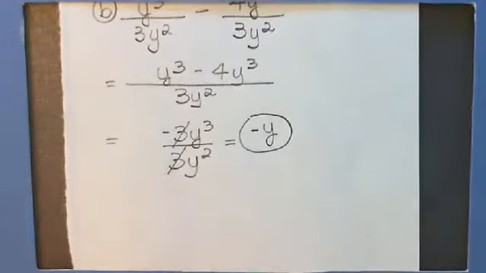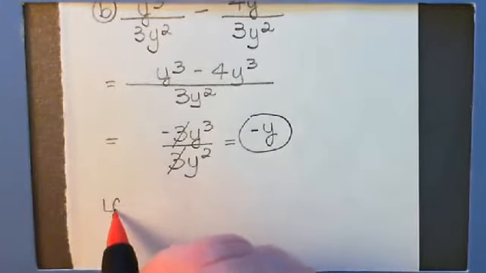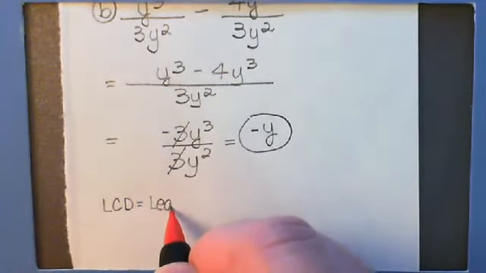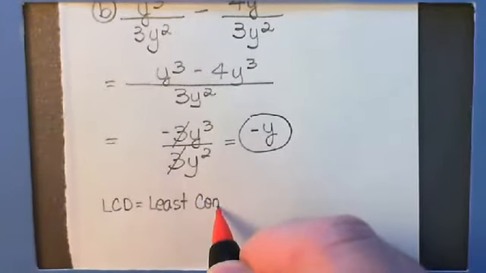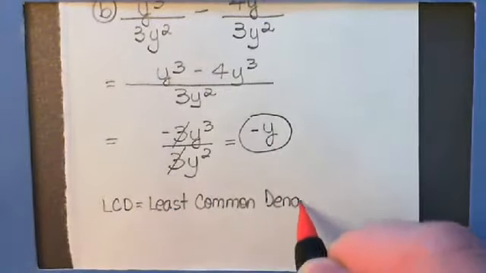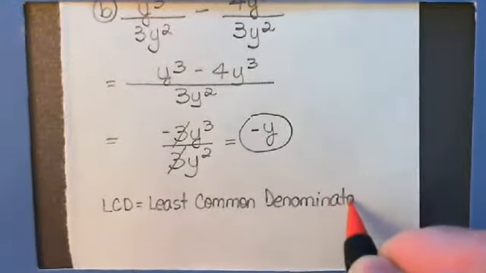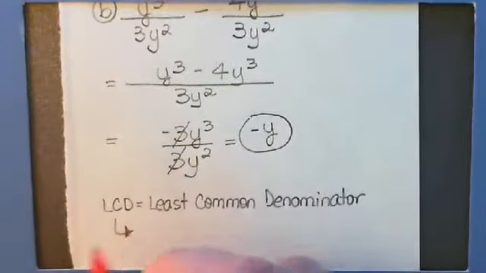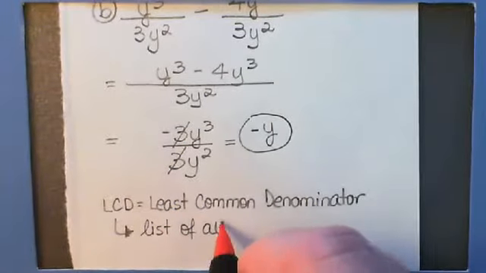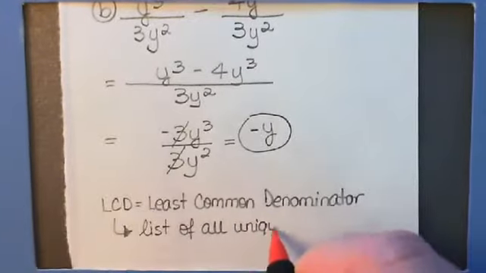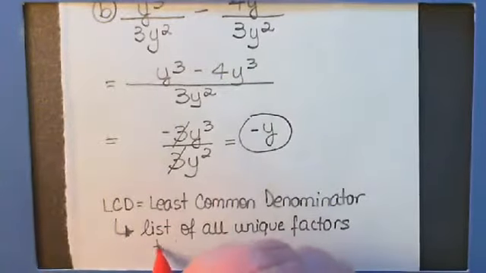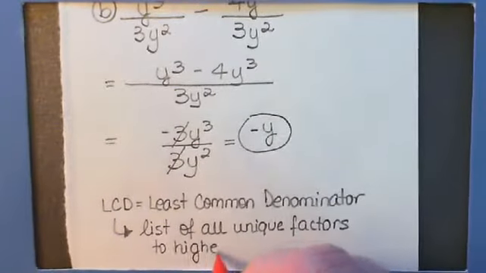And what we're going to do now is write a formal definition of least common denominator, which we're going to abbreviate with LCD. So LCD stands for least common denominator. In the definition of least common denominator, basically what it is is a list of all unique factors to the highest power. Okay, so let's look into what that means.